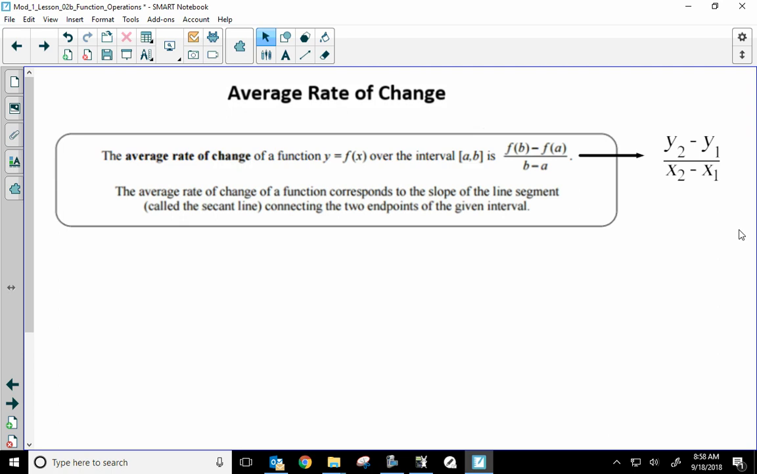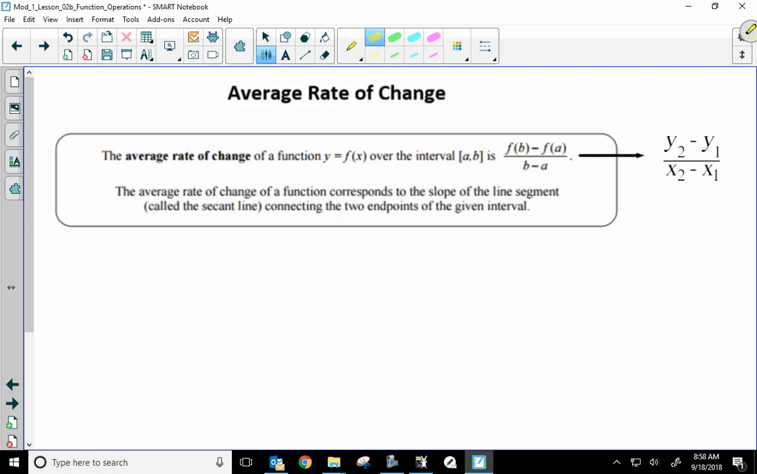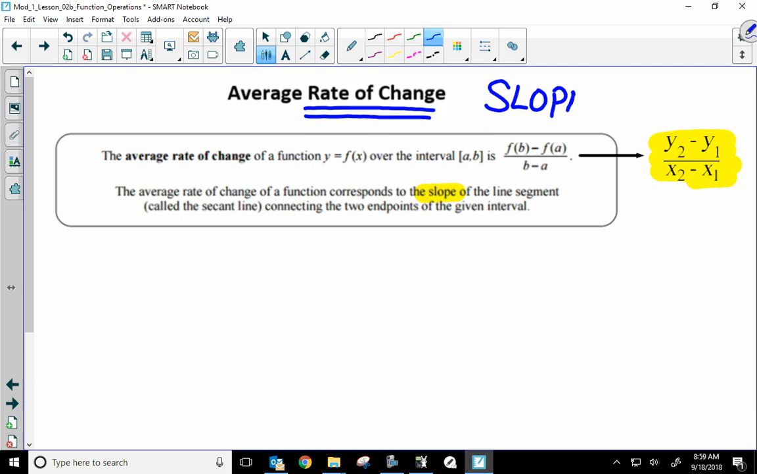And you should know that that is really slope, isn't it? This thing right here is how we calculate slope when we're given 2 points. So, anytime you see rate of change, you should automatically be thinking slope.